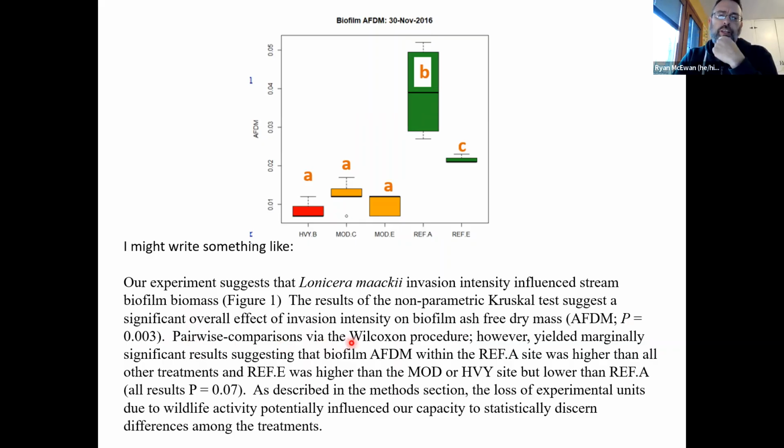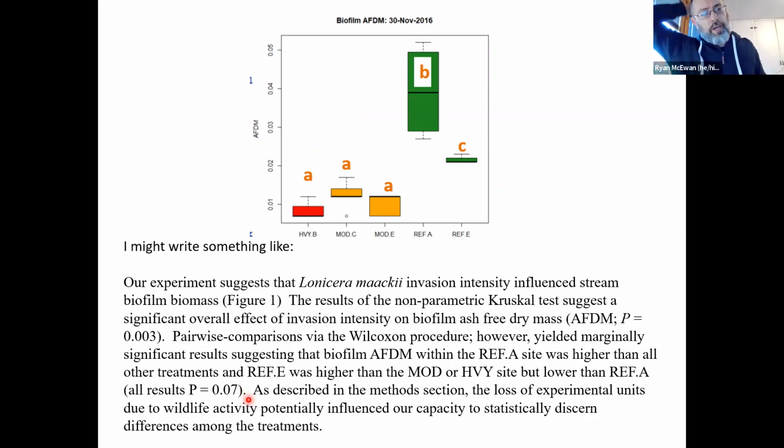Pairwise comparisons via the Wilcoxon procedure, however, yielded marginally significant results, suggesting that biofilm AFDM within the ref A site was higher than all other treatments. This is the highest. And ref E was higher than the moderate or heavy site. That's what C is here. But lower than ref A. All results P equals 0.007. So I rounded up and rounded down. I just put P equals 0.007.